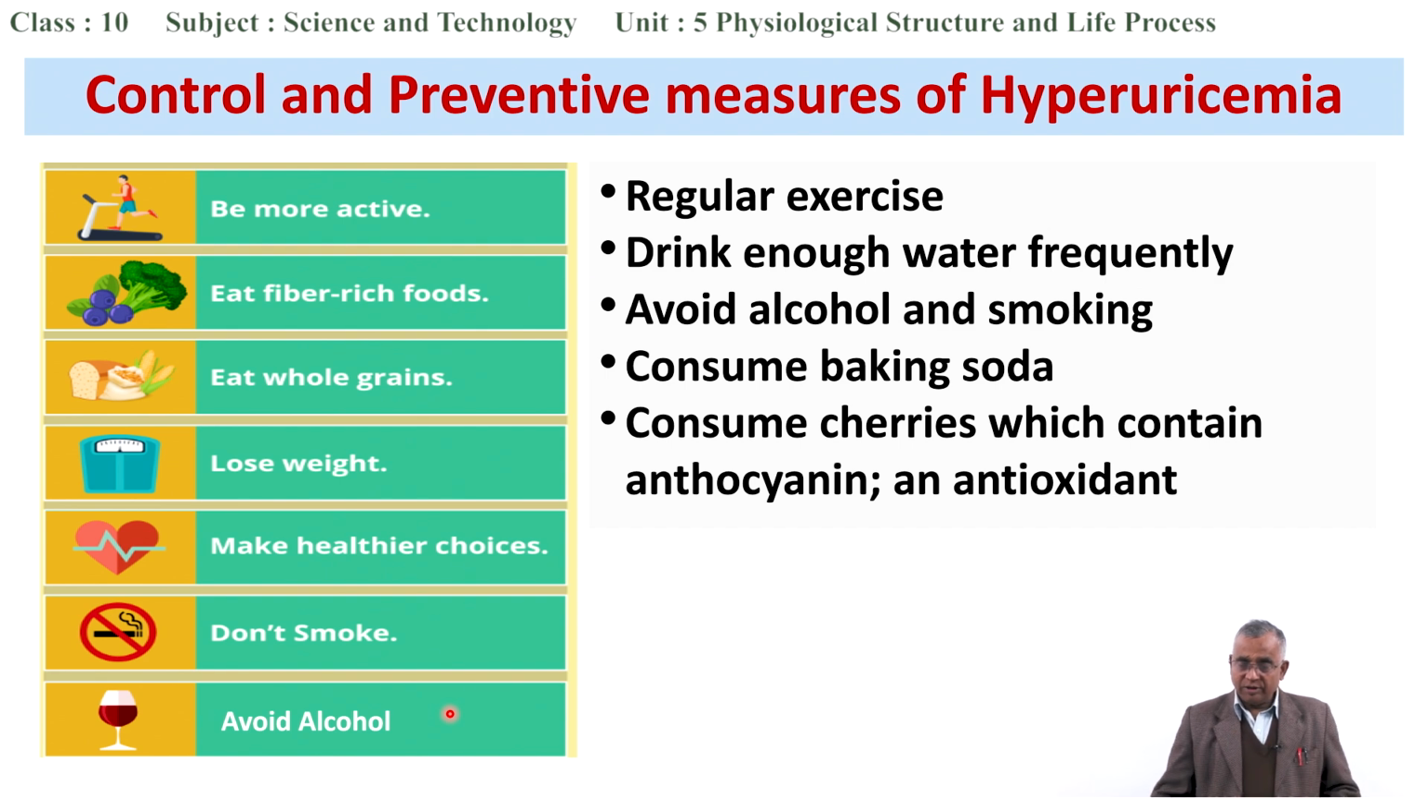One more thing is given here: consumption of baking soda and consumption of cherries. Baking soda neutralizes acid, and cherries have a chemical substance, anthocyanin, which is an antioxidant and relieves pain. The burning which occurs at the joint is relieved by the cherries.